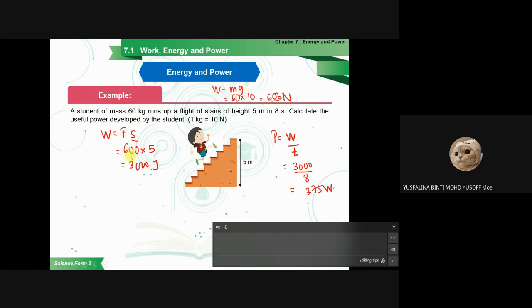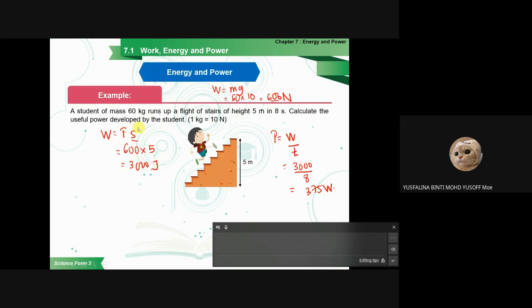So m is the mass, 60, and the gravity is 10. It already gives you 1 kg is 10 newton. So 60 kg, 60 times 10, right? So m is 60, g is 10, so you will get 600 newton. Okay, so the F is 600 Newton, and the distance is 5, so you will get 3000.